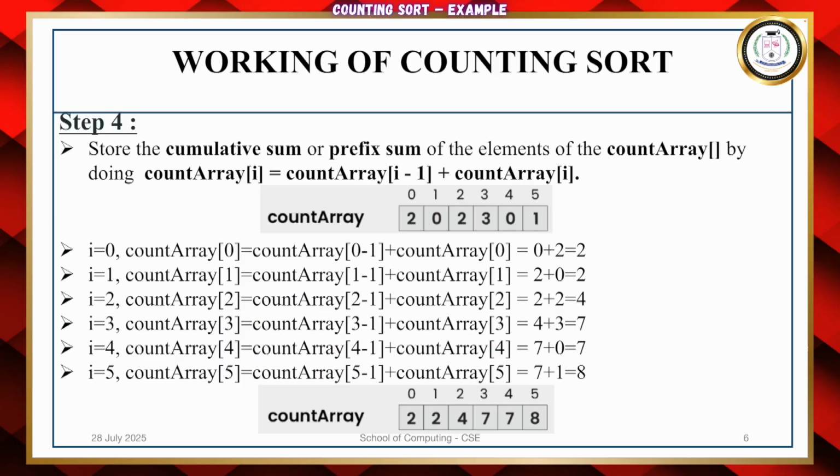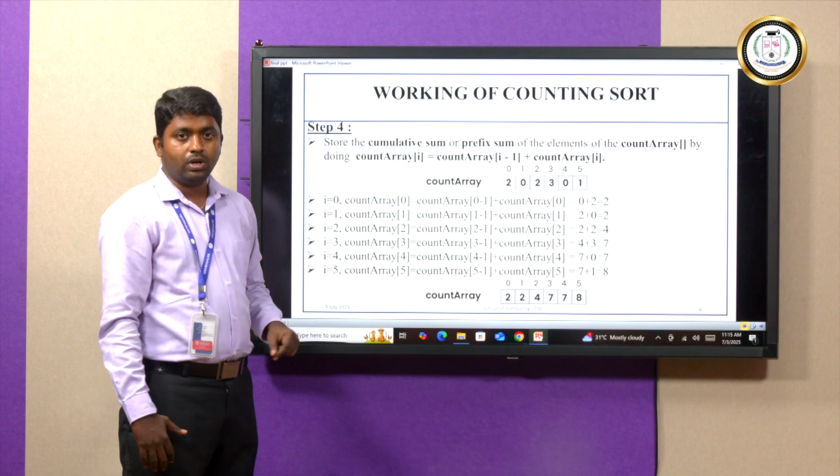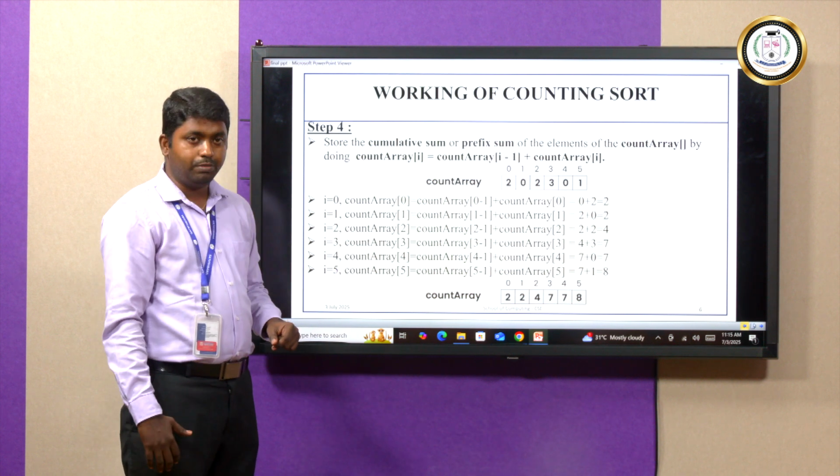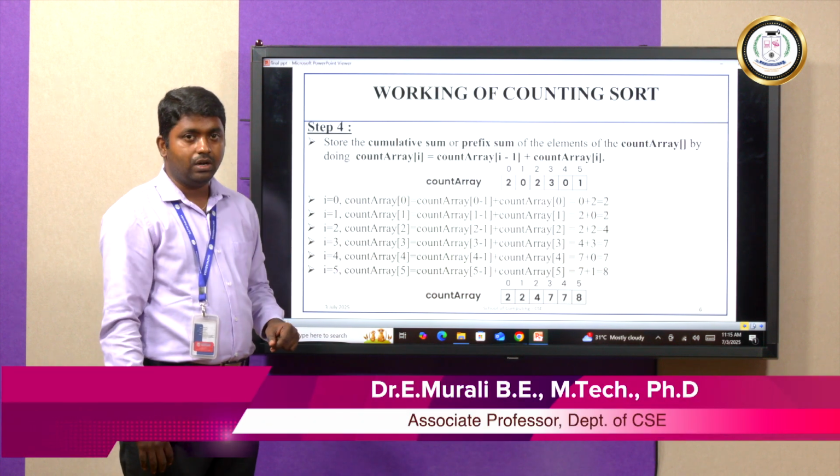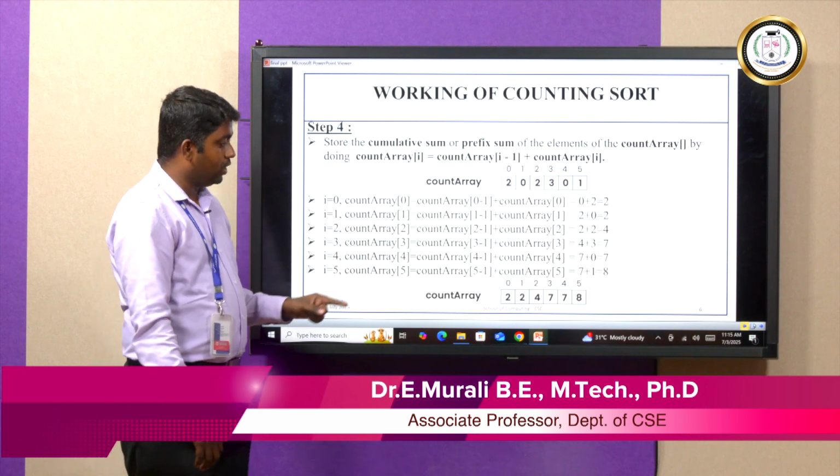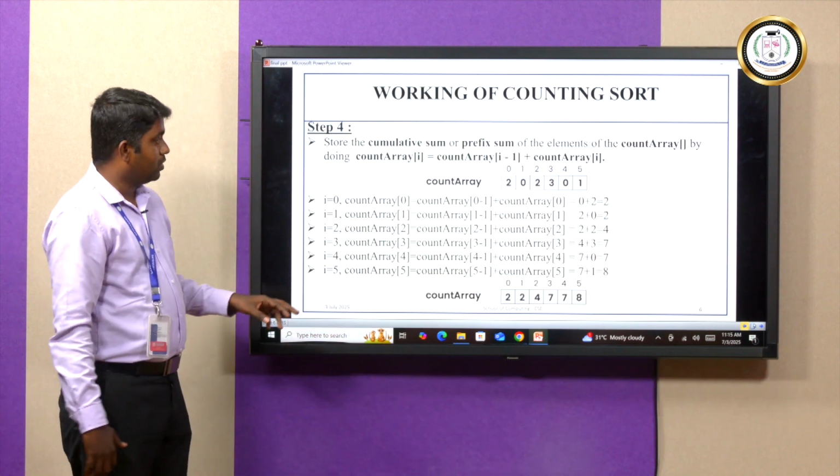Similarly, we calculate for all the iterations I equal to 2, 3, 4 and 5. Finally, the count array values will be: count of 0 is 2, count of 1 is 2, count of 2 is 4, count of 3 is 7, count of 4 is 7 and count of 5 is 8. So this is the cumulative sum.